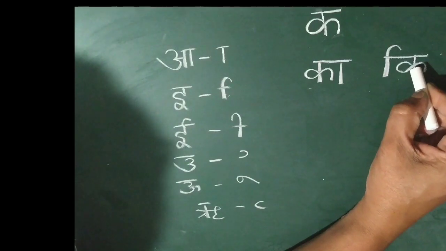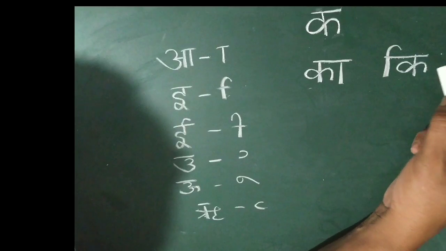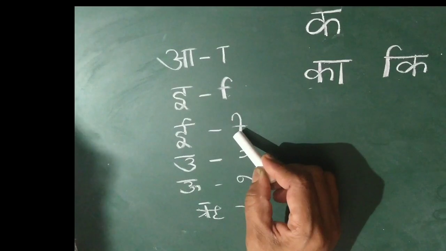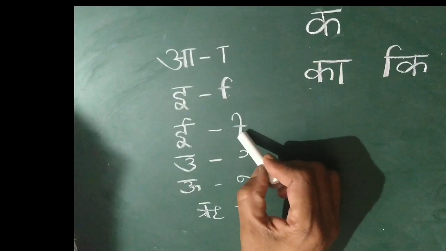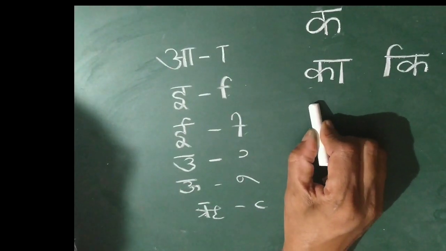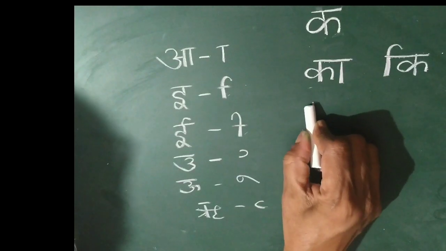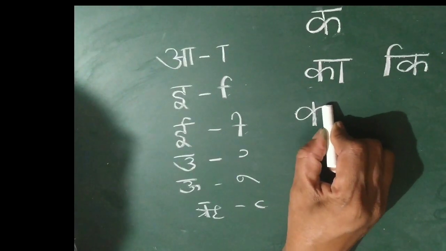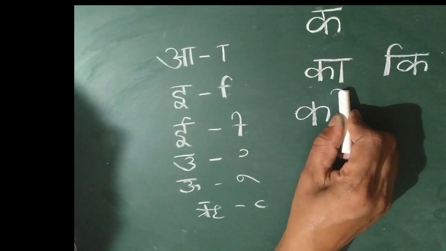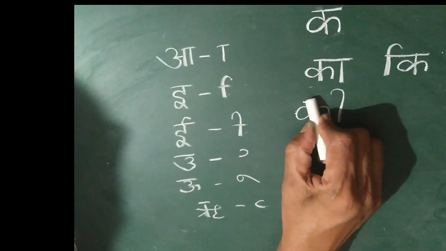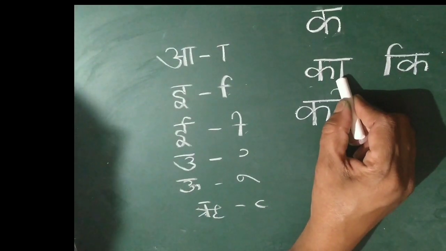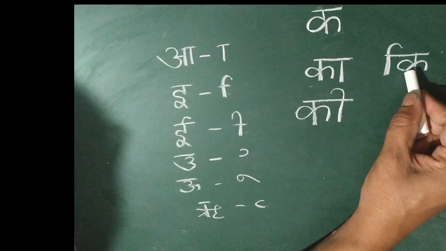Suppose you want to write kee. Then how to write it? This is the symbol of E. This symbol comes after the letter. So, ka plus E, kee. First you write ka, then after this letter you add the symbol of E. Now read it: ki, ka, ki, ki.